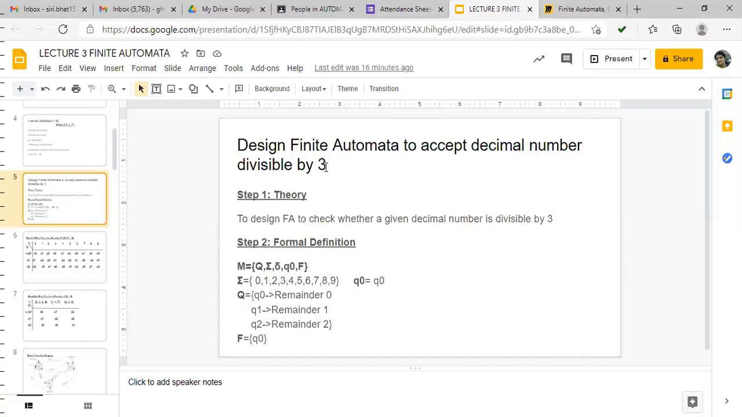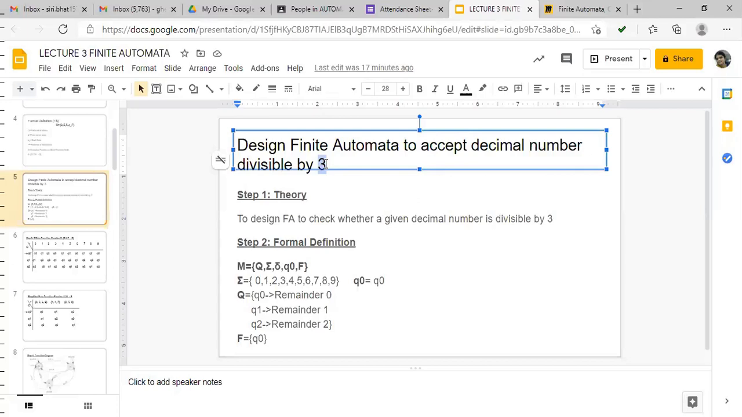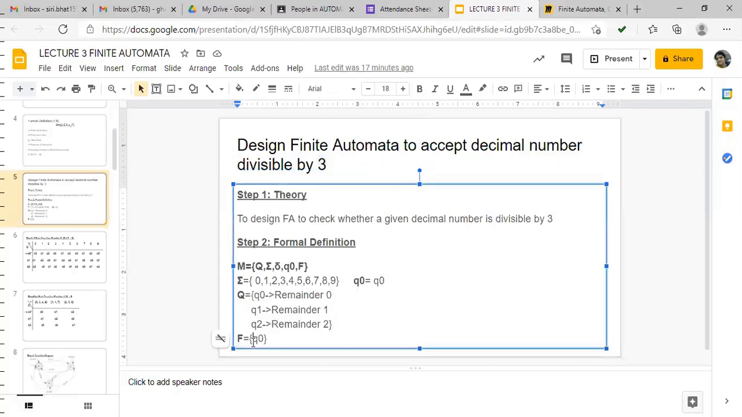Okay, so we designed our formal definition, right? We saw that the input is a decimal number, so our input should be 0 to 9, right? And we decided upon the states depending on the possible remainders. That is, possible remainders are 0, 1, 2 because they have given 3. Then we decided upon the final state. Since the number is divisible only when the remainder is 0, and remainder 0 we have given in Q0, we have decided upon the final state as Q0. And obviously the start state will be Q0 because 0 in the number system at the left side has nothing.